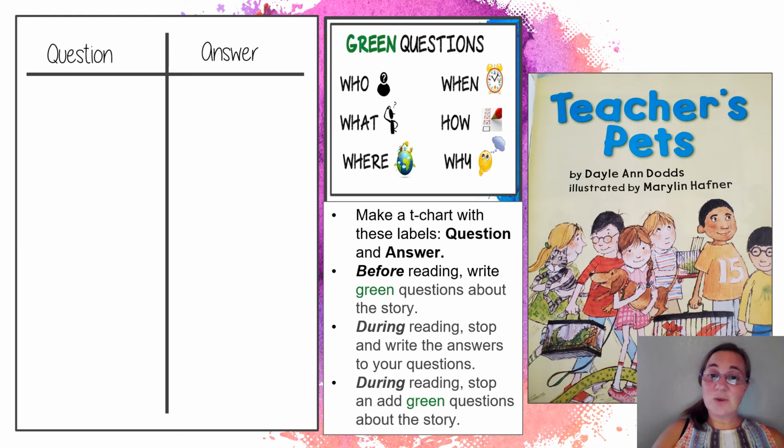One way we can ask questions before reading is to look carefully at the title and the cover illustration of the story. Let's look at the title of this story, Teacher's Pets. What question can I ask after reading the title? Well, let's see. Maybe I could ask a who question or a what question. I'm looking at my green question slide to help.